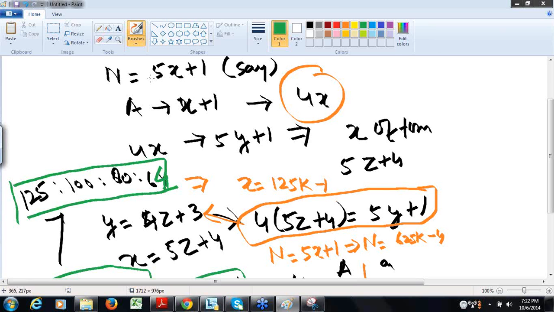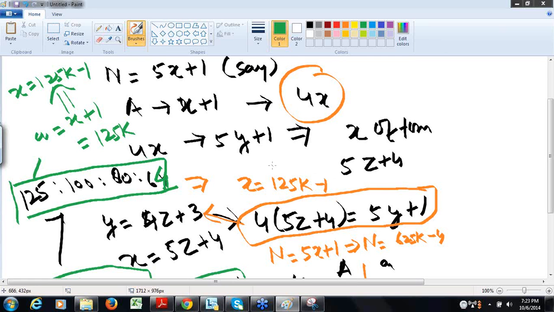If that is the case, then X is what? X is 125K minus 1, because A took X plus 1. So this will be 125K. A took X plus 1, X plus 1 is 125K, which implies X is equal to 125K minus 1.